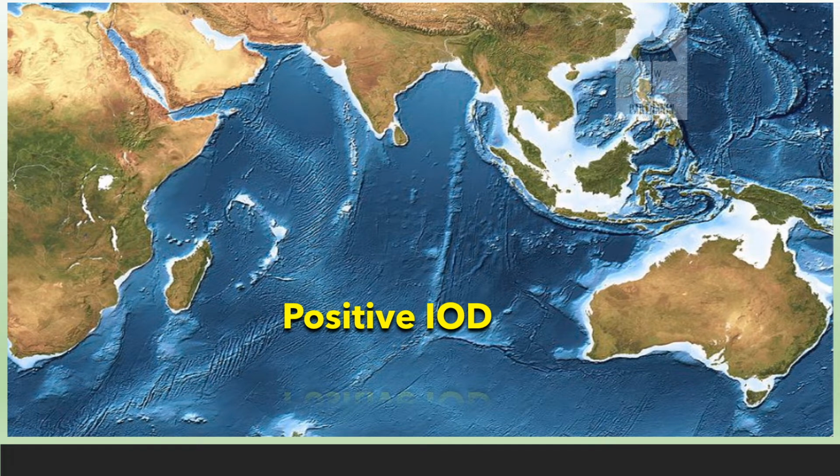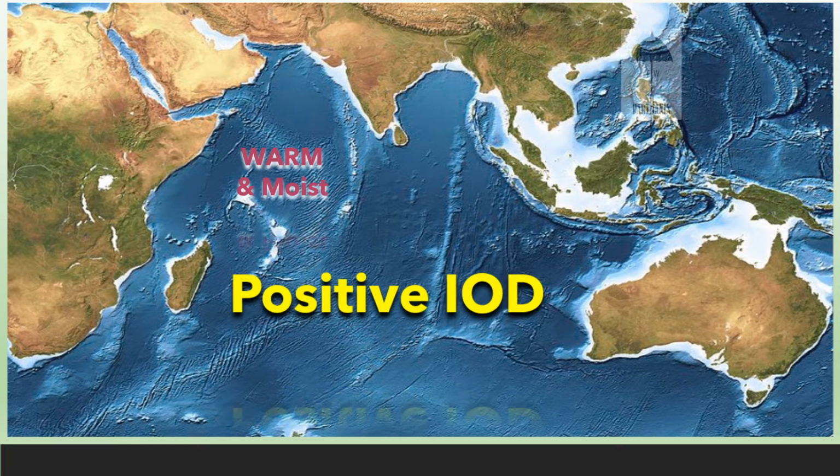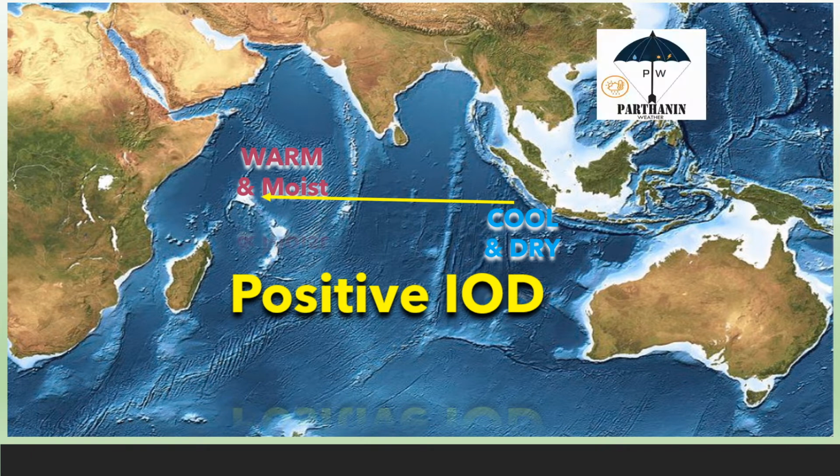During positive IOD, there is warm and moist air over the West Indian Ocean, whereas cool and dry air over the East Indian Ocean. The surface level wind pattern always moves from cool zone to warm zone. So the equatorial Indian Ocean gets easterlies.